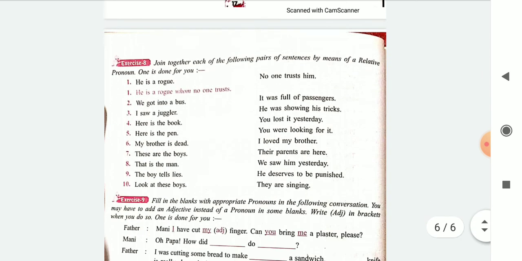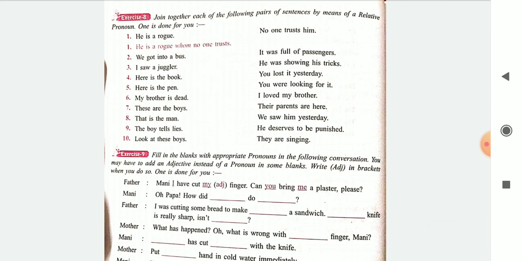We can do even exercise 8. Here you just have to join the pairs of sentences by means of a relative pronoun. The first one, which is already given, but let's read it. He is a rogue whom no one trusts. Let me do the second one for you. We got into a bus. Which bus? Which was full of passengers. It, we will remove it and we will write which was full of passengers. Let's do the third one. I saw a juggler who was showing his tricks.